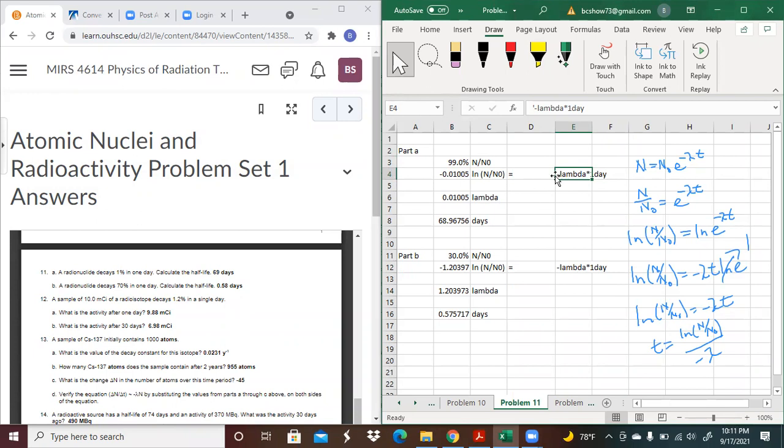So I know here, and this is going to be a little tricky, that if I take the natural log of 0.99, it is equal to minus lambda times 1 day. I can find lambda by moving this and that over to the other side. So lambda is equal to this, and this ends up being my result.